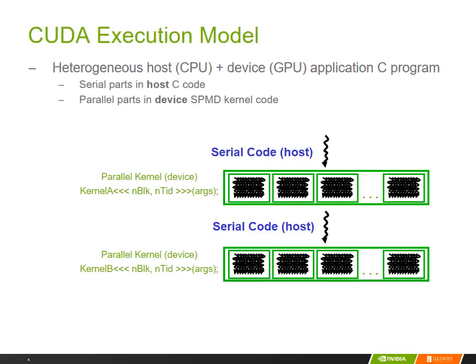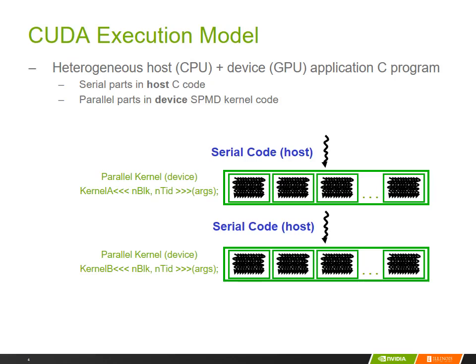This slide shows the CUDA execution model. We assume that we have a heterogeneous system with a host, which is a CPU, and one or more devices, which are GPUs. For each application, we will have the serial parts in host C code, and we will express the parallel parts in device single program multiple data kernel code.